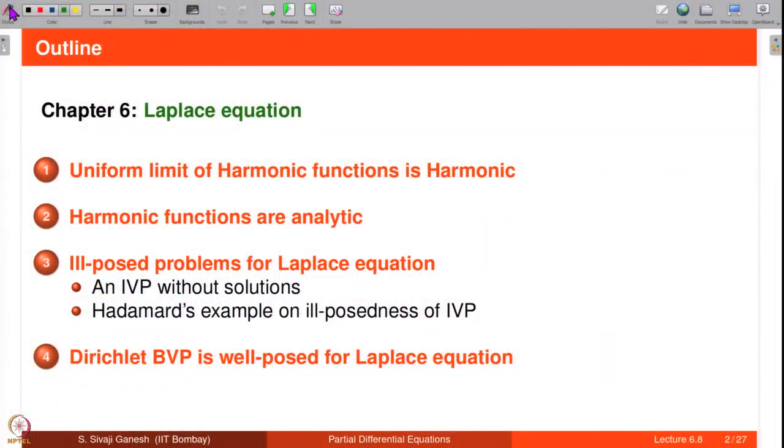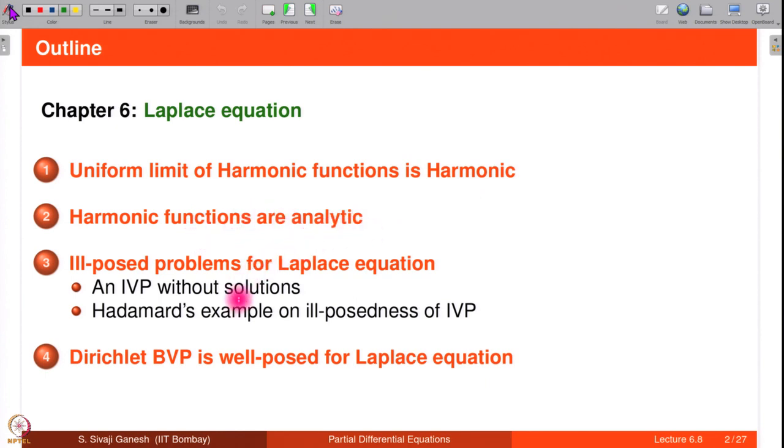Welcome. In this lecture, we are going to look at a few more consequences of the mean value property. The outline of the lecture is as follows. First, we prove that the uniform limit of harmonic functions is harmonic. This sounds like the uniform limit of continuous functions is continuous. Exactly like that, the uniform limit of harmonic functions is harmonic. And then, harmonic functions are analytic.